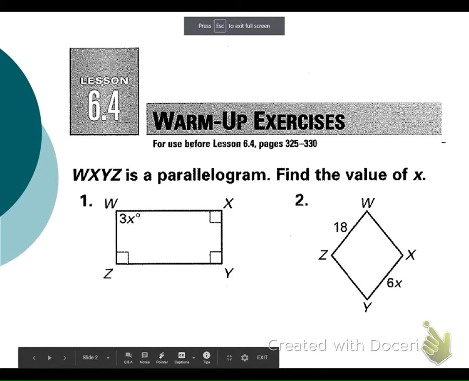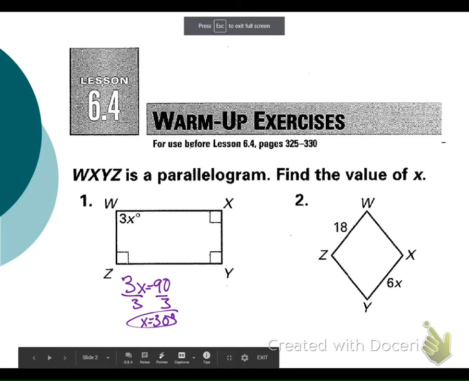So our first one up is we want to find the value of x. Well, you know the value of this angle is going to be what? 3x equals? Opposite angles in a parallelogram are congruent, so this has to be 90. So you're going to have 3x equals 90. Divide by 3, and you get x equals 30. Nice job.